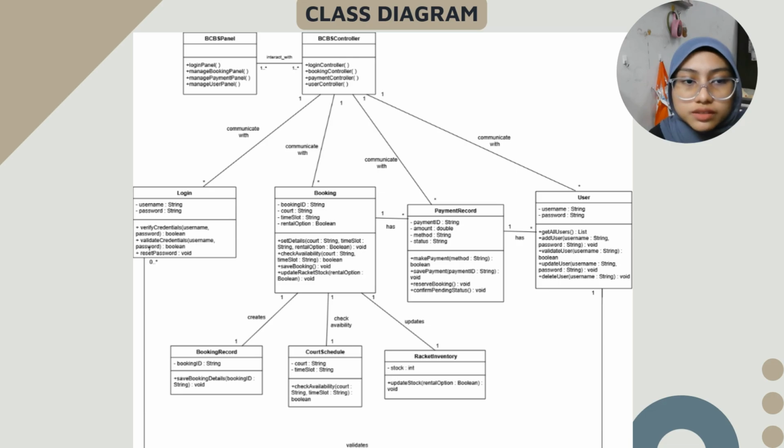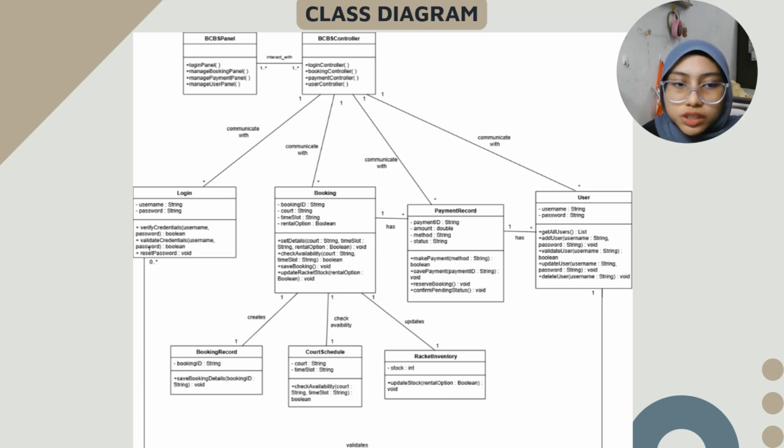Next is controller communicates with payment record, attributes such as payment ID, amount, method, and status. For the methods, make payment, save payment, reserve booking, and also confirm pending status. And lastly, controller communicates with the user. The attributes are username and also password. And the methods are get all users, add username, password, validate user, update user, and also delete the user.